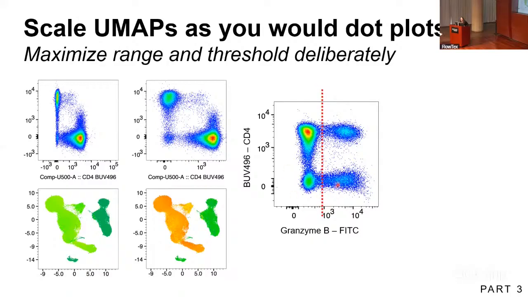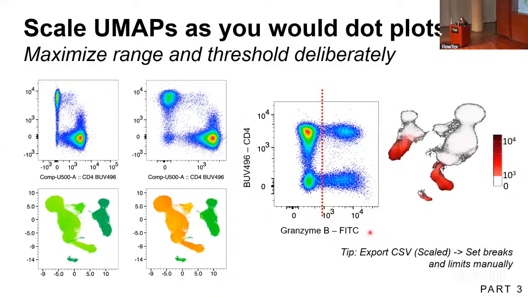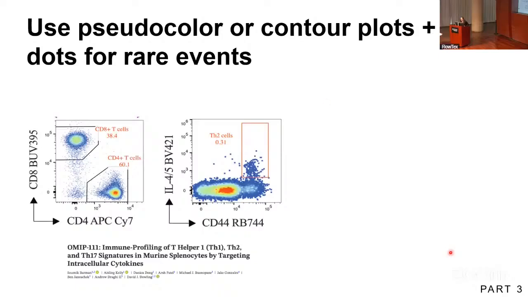Another way that I like to scale UMAPs is with manual thresholds. So for example, here, this is expression of granzyme B in red. I have colored the negative data in white. It's very clear that the positives are red, and you can still tell the difference between the light granzyme B and the dark granzyme B. A tip to do this: export the CSV as scaled, because the flow softwares do a better job of scaling flow data than your R and Python and so on. And then you start to set your breaks and limits manually.